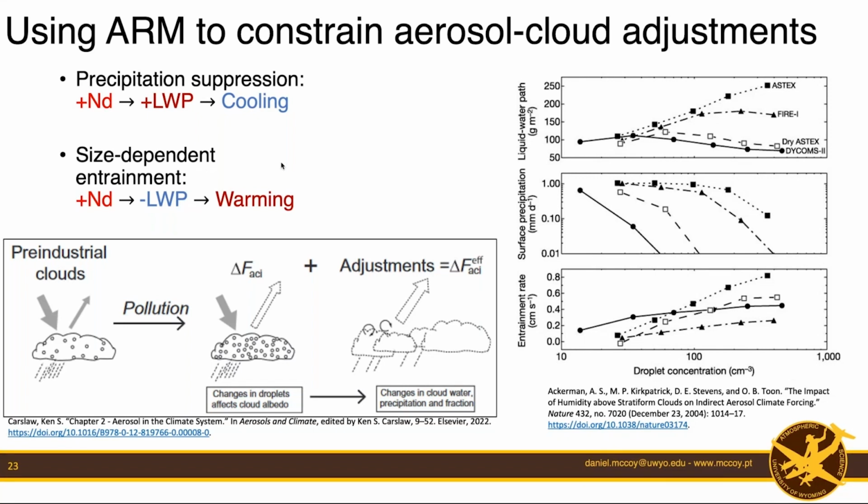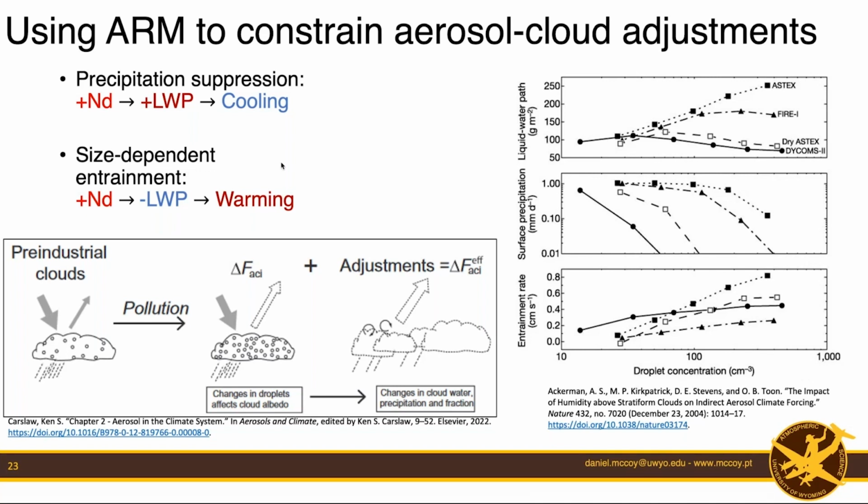The two main processes that we think are driving aerosol cloud adjustments in the field, and these are supported by observations, are precipitation suppression. As you increase ND, that makes it harder for precipitation to form. It increases the liquid water path of the clouds, the integrated mass of liquid to the top of the atmosphere, and that cools the climate. On the other hand, size-dependent entrainment tends to thin cloud because the entrainment is enhanced as you increase cloud droplet number concentration, and that decrease in the cloud liquid mass leads to warming.